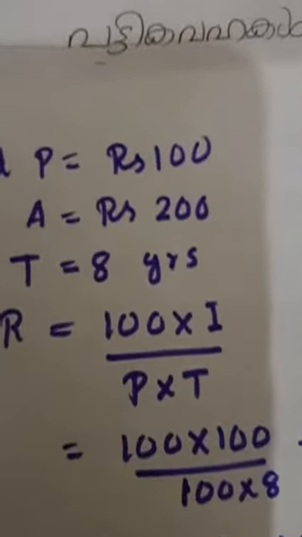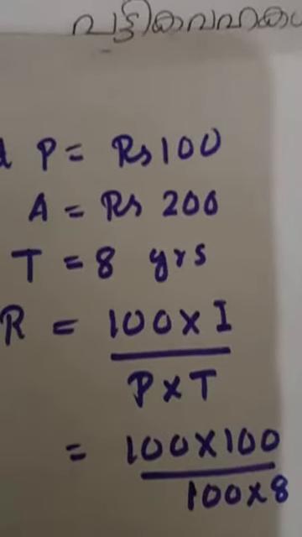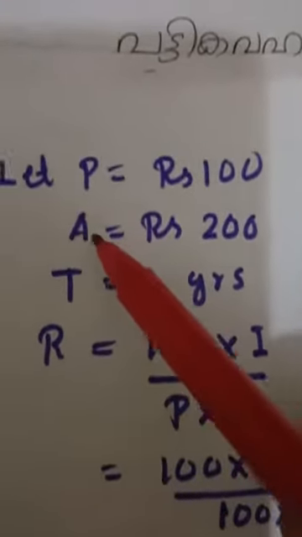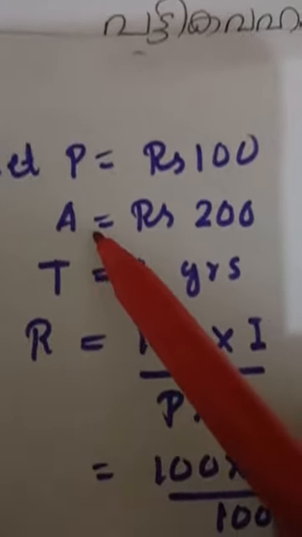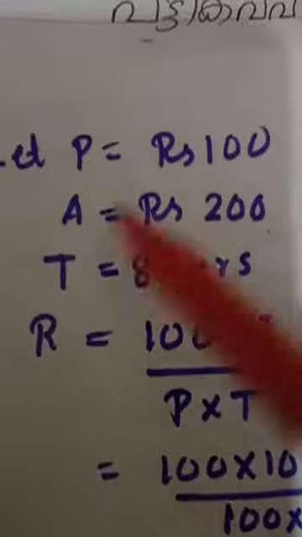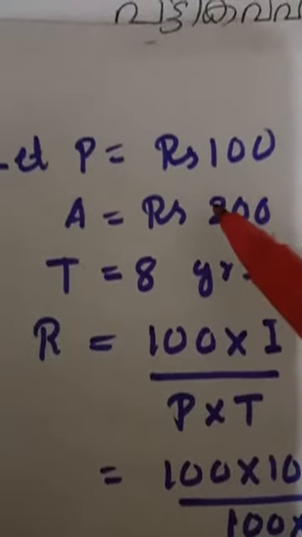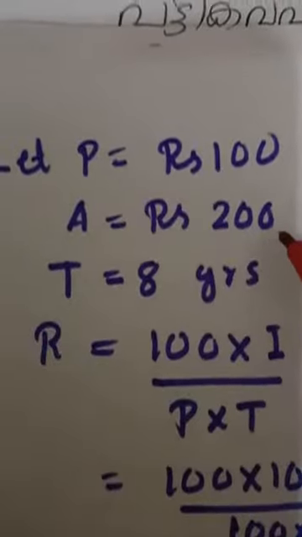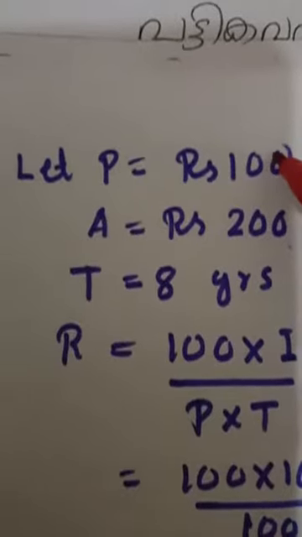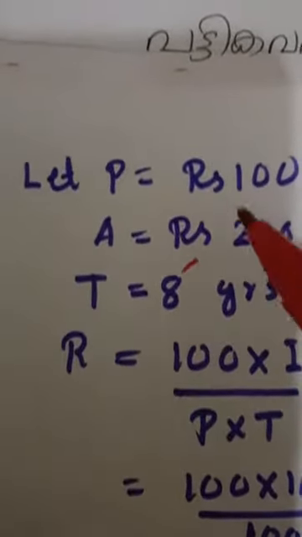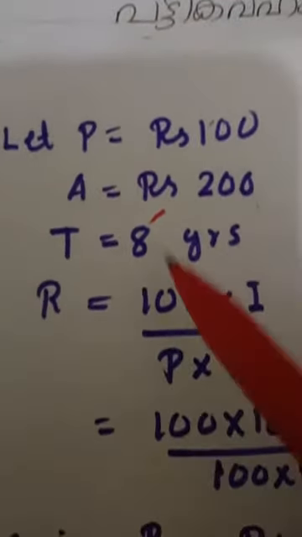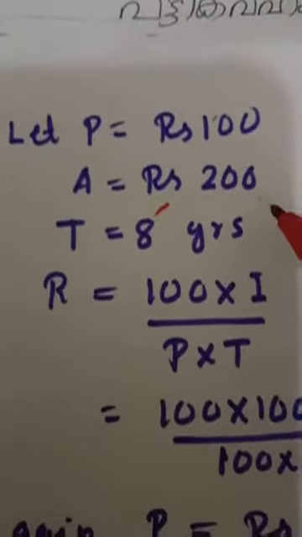What is A? See, our question is the sum of money lent out at simple interest doubles itself. Sum of money means amount, you know. It is double means 200. Suppose principal is 100. It doubles means A is equal to 200. The amount doubles means it is 200. So A is equal to 200. Double of 100 is 200, you know. Now T is equal to 8 years.